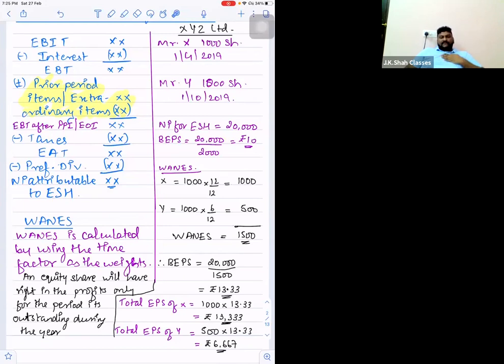Okay, so only the new issue of shares by a company would affect the EPS. Exactly. New shares, if they are coming. Say, for example, Reliance had issued some rights shares in the month of August. So this year they will have to calculate their weights separately because they have some existing shares plus fresh equity shares also coming. So the EPS for all those existing shares would remain the same. EPS has to be calculated every year.